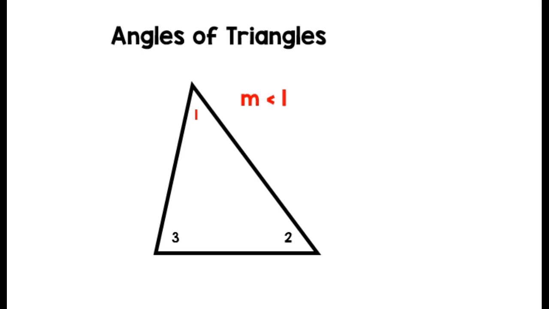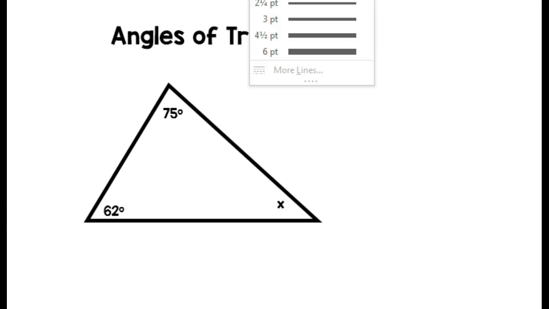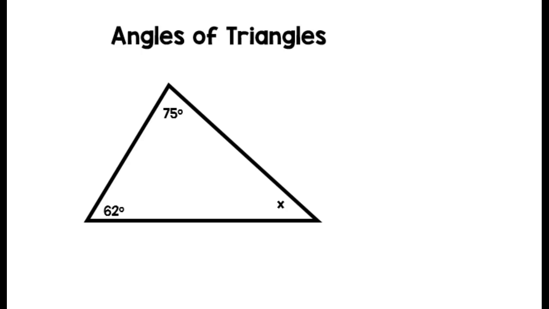We know that the measure of angle 1 plus the measure of angle 2 plus the measure of angle 3 is going to equal 180 degrees. So if we were to look at a problem like this, the three interior angles are labeled. We have 62 degrees, 75 degrees, and then x. So if we need to find x here, what we're going to do is take the sum of all three of these angles. So we have 62 degrees, 75 degrees, x. We know that the sum of all three of these angles is going to equal 180 degrees.